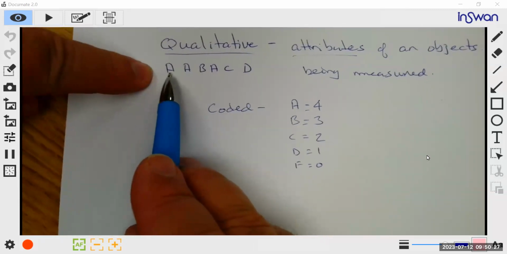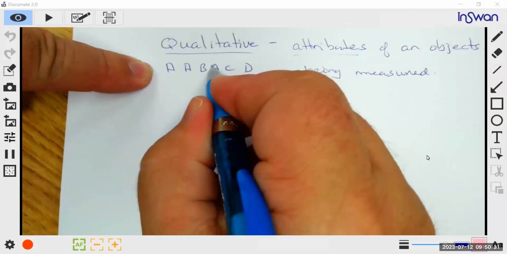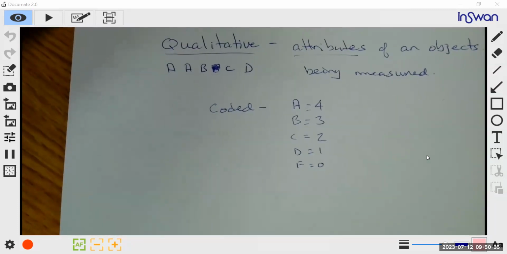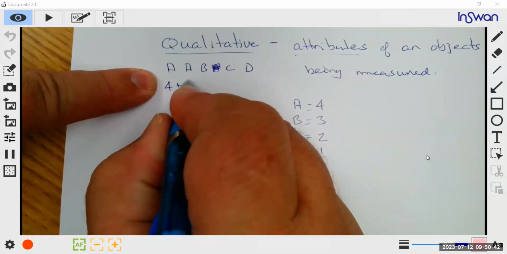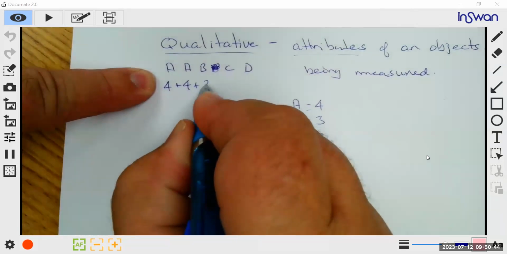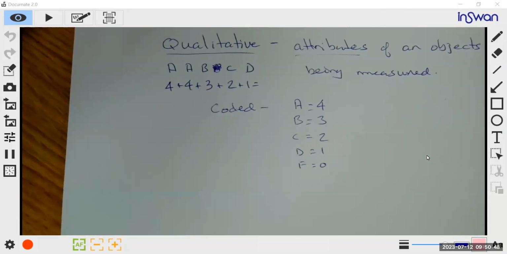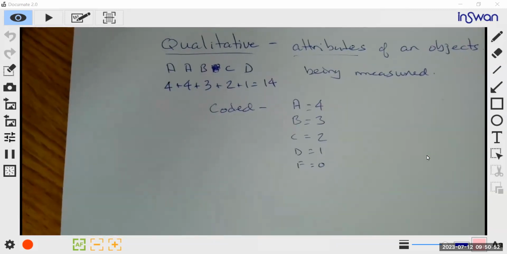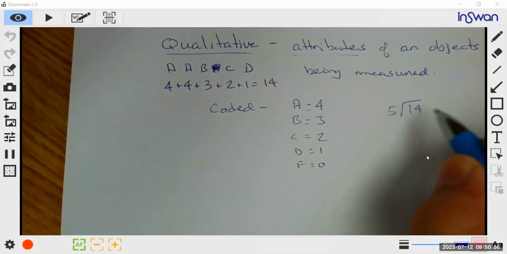So we can add up all these. 1, 2, 3, 4, 5, 6. Let's make it only 5. Let's see this person's average. What is their current grade? So this is a 4-pointer, this is a 4-pointer, this is a 3, a 2, and a 1. So it's 14. How do we find their average? 14 divided by 5.